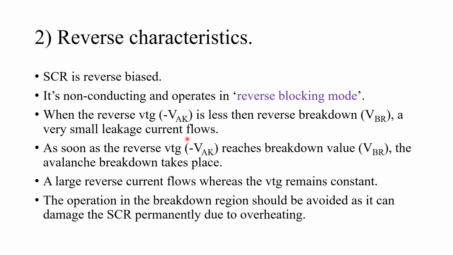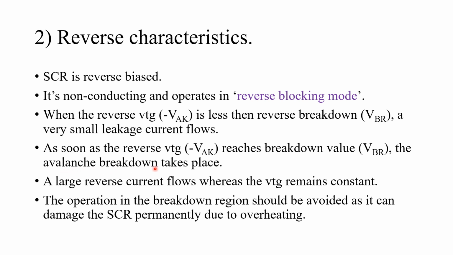If you look in the graph, it's shown clearly that only a small current is flowing when negative VAK is less than VBR. But as soon as the reverse voltage reaches breakdown voltage, as soon as minus VAK becomes equal to VBR, that point is called the breakdown value. When it reaches this point, the avalanche breakdown takes place.